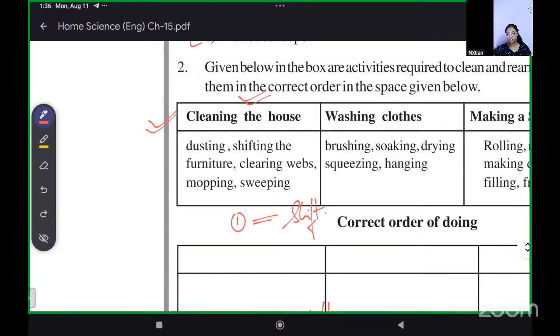So start with shifting the furniture, and then tell me. We shift the furniture, we clear the webs, we sweep, we mop, and then we dust. First we shift the furniture. First step. Then we clean the webs. Then we sweep, take them out, sweeping. Then we mop the floor. At the last, we do dusting. This is the sequence.